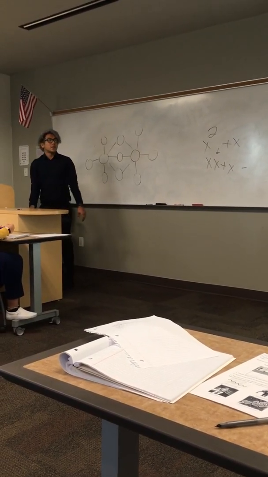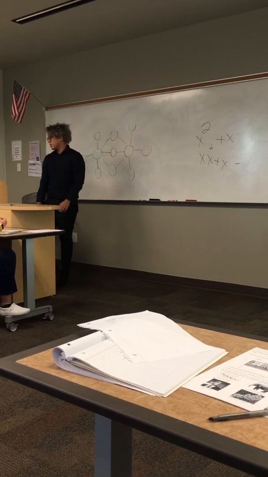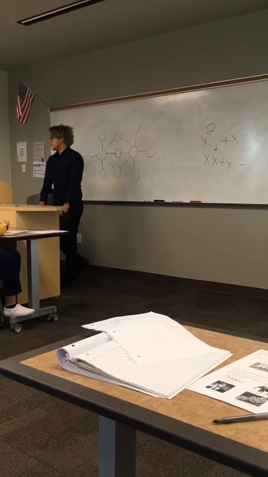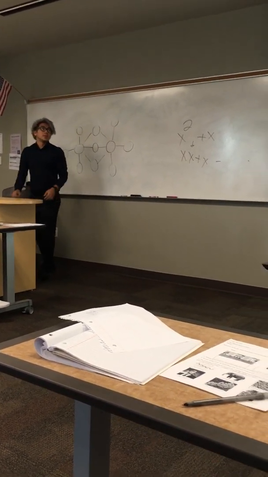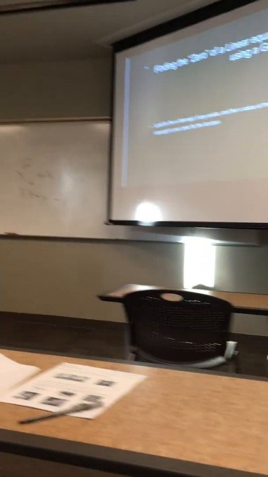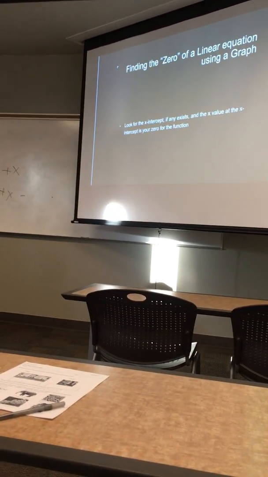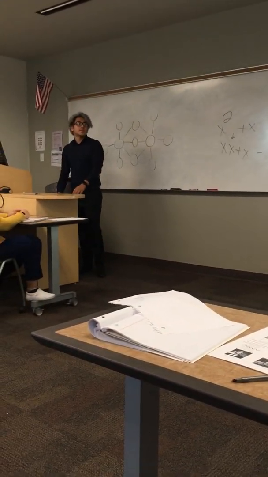Okay, so let's start off simple. In terms of linear equations, when you find the 0 of a linear equation using a graph, you just look for the x-intercept if any exists, and that's where your x value is going to be.